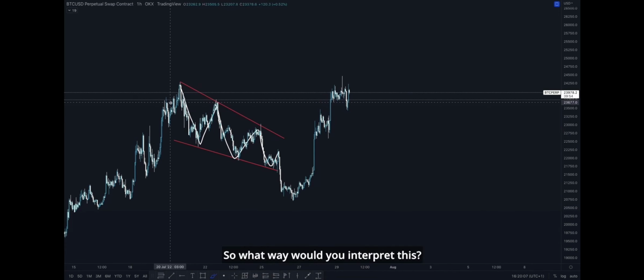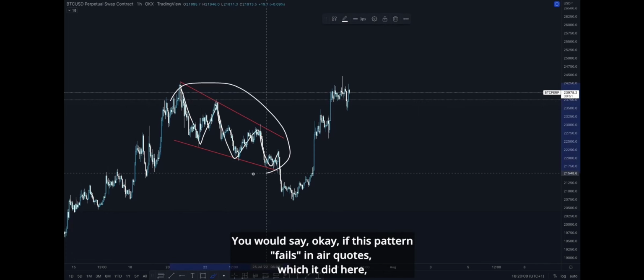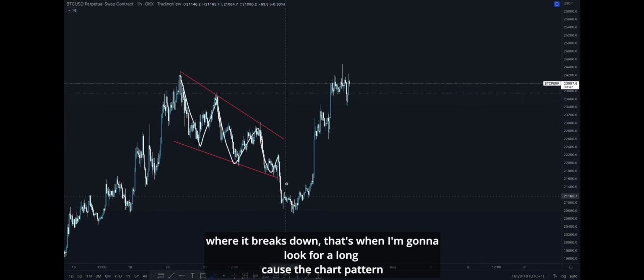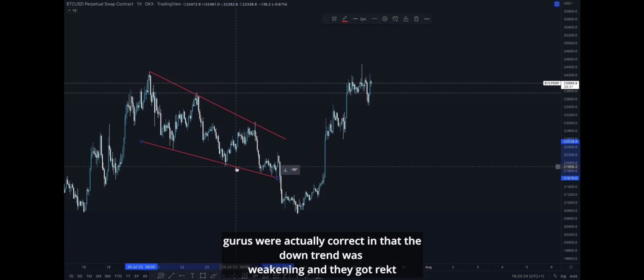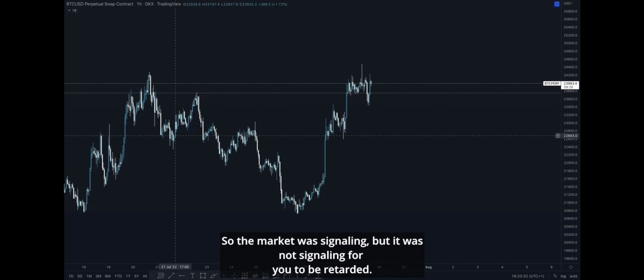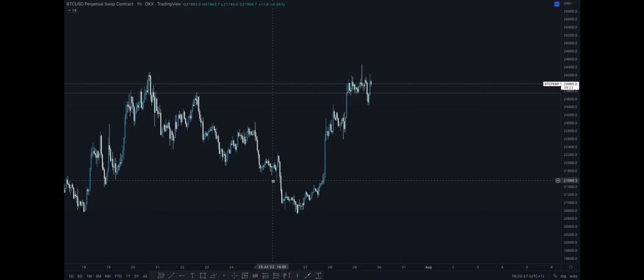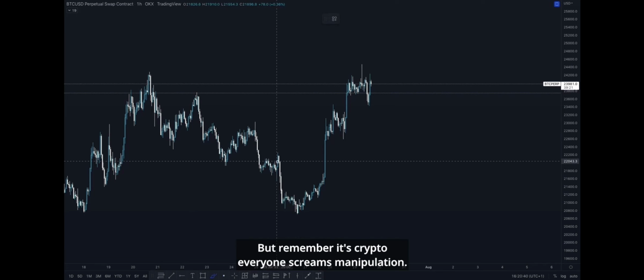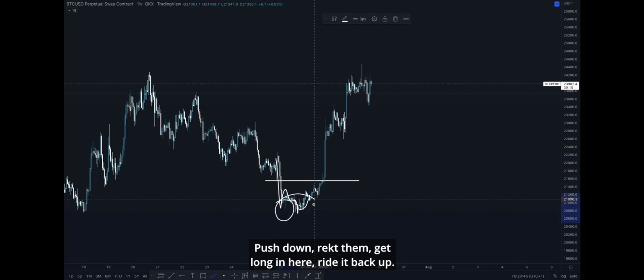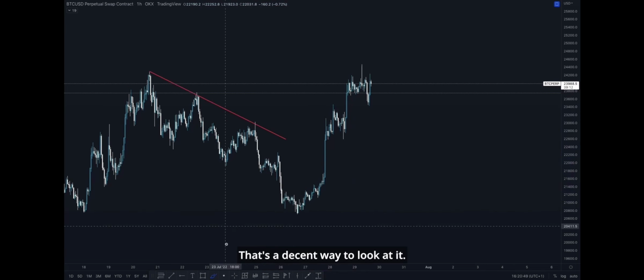So what way would you interpret this? You would say, okay, if this pattern fails, in air quotes, which it did here, where it breaks down, that's when I'm going to look for a long, because the chart pattern gurus were actually correct in that the downtrend was weakening, and they got wrecked because we know their stop was down here. So the market was signaling, but it was not signaling for them to be reckless. It was signaling, yeah, we are weakening. But remember, it's crypto. Everyone screams manipulation. I love manipulation. We got some nice manipulation here. Push down, wreck them, get long in here, ride it back up. That's a decent way to look at something like a wedge.